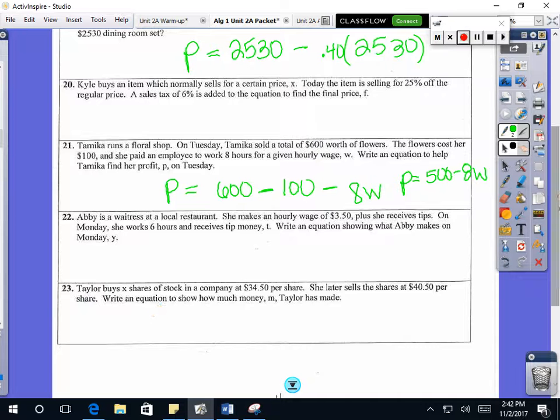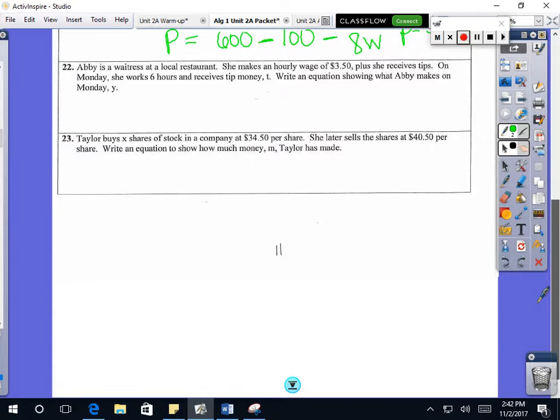All right, number 23. Taylor buys X shares of stock in a company at $34.50 per share. She later sells the shares at $40.50 per share. Write an equation to show how much money M Taylor has made. Okay, so we're trying to figure out how much money she makes, but I'm going to change up this problem to something you might understand more.